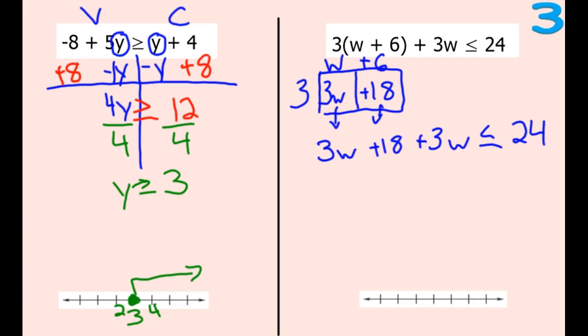Our next step is to combine the like terms. We have 3W and 3W, so we combine those two. 3 plus 3 is 6W plus 18 is less than or equal to 24. To get rid of this 18, we have to subtract. So we subtract 18 and subtract 18.